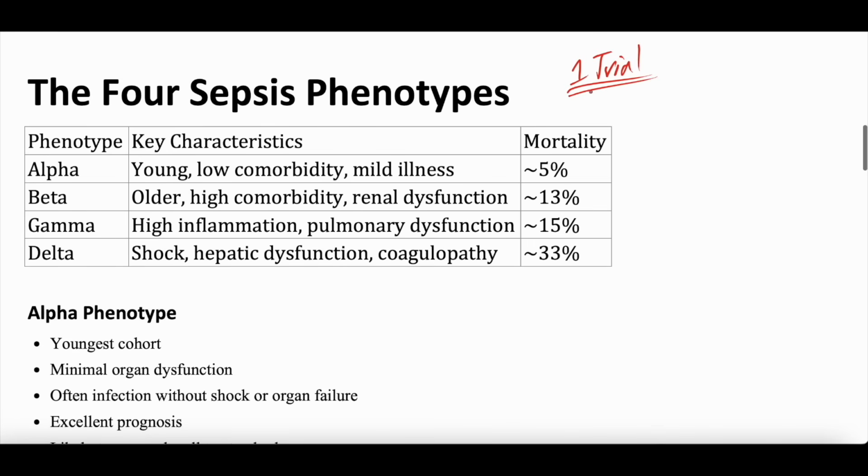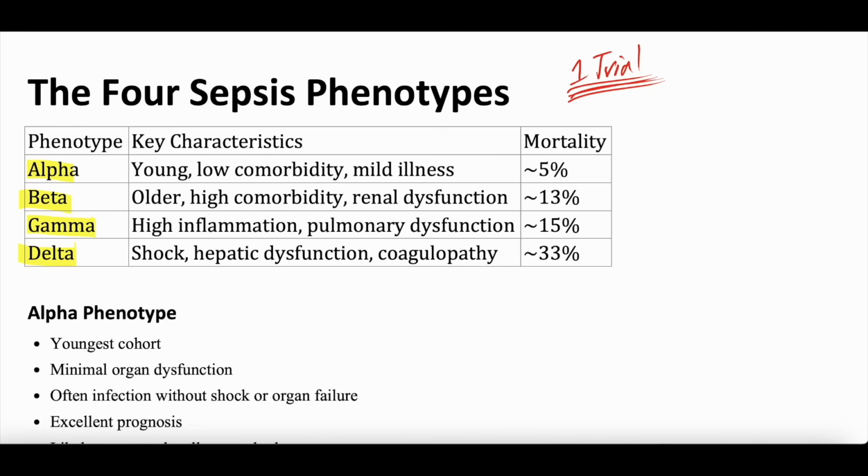Take all this with a grain of salt. Don't take this and run with it as if it's absolute fact. This is very, very early days for this kind of stuff. But they did identify 4 different phenotypes. They called them alpha, beta, gamma, and delta. And they acted a little different.